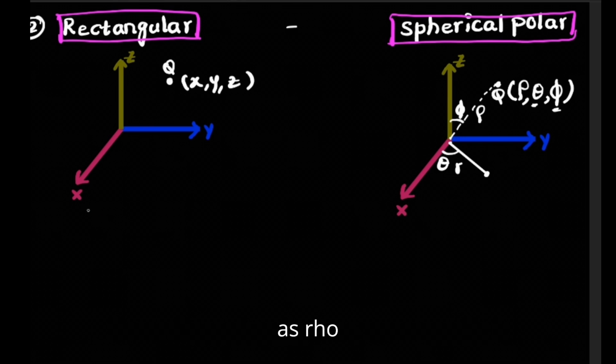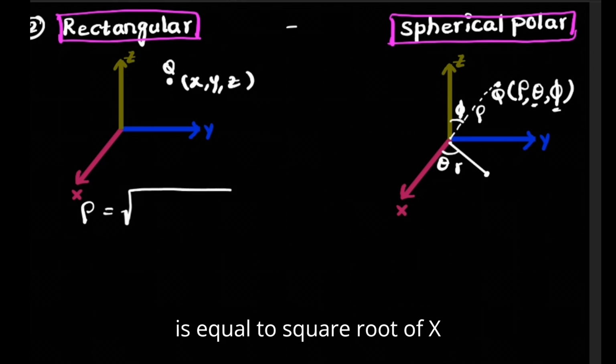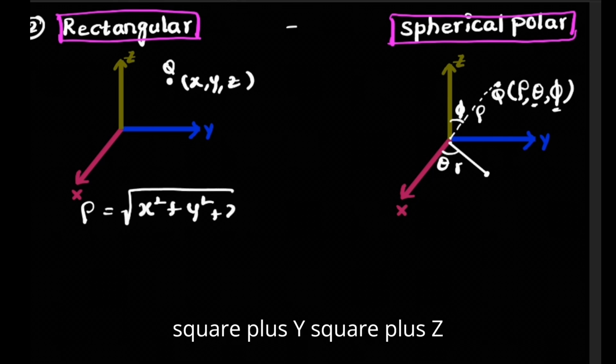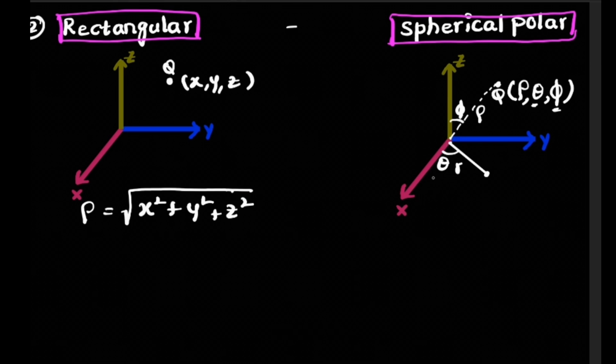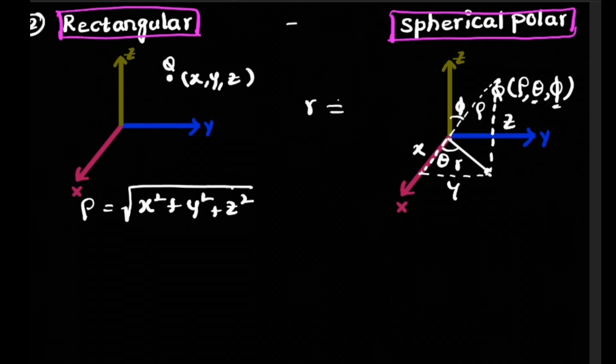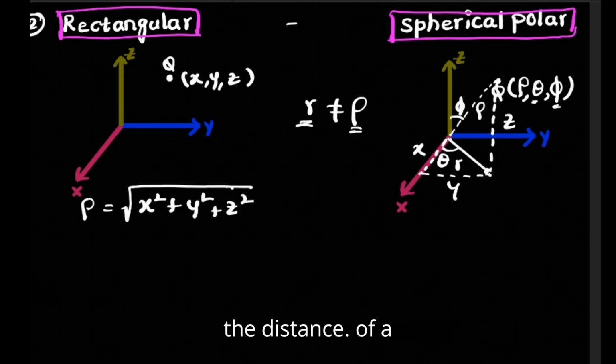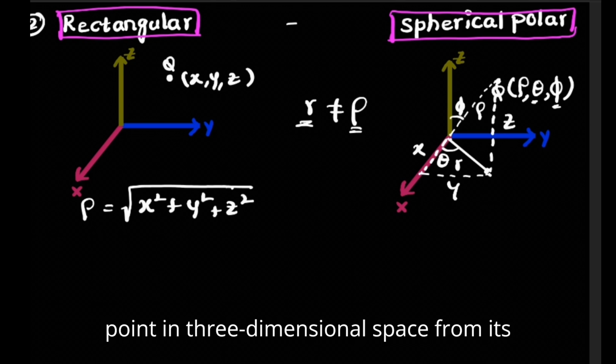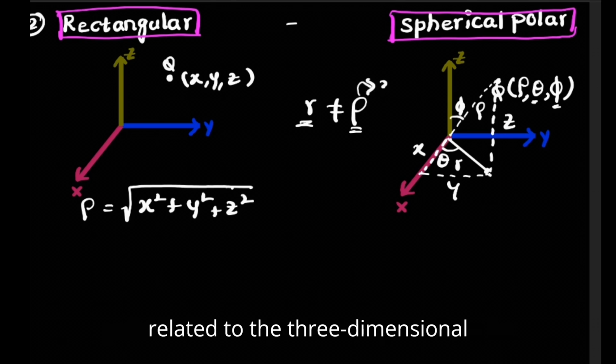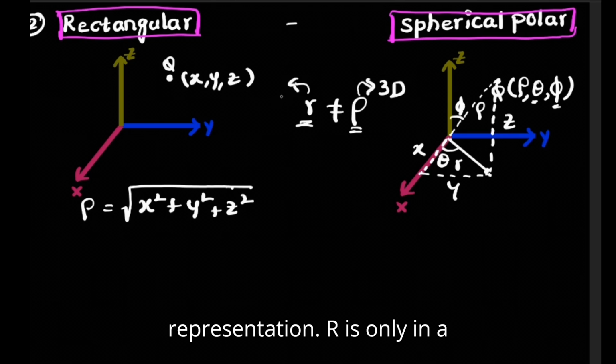As rho is the magnitude of the position vector of a point Q in three-dimensional space, we can write rho is equal to square root of x square plus y square plus z square. Say for example, this is x, this is y, and this is z. We should always remember that r and rho are not equal. R is the magnitude of the position vector in two-dimensional space, whereas rho is the distance of a point in three-dimensional space from its origin. So rho is related to the three-dimensional representation, while r is only in a plane, like in a two-dimensional representation.